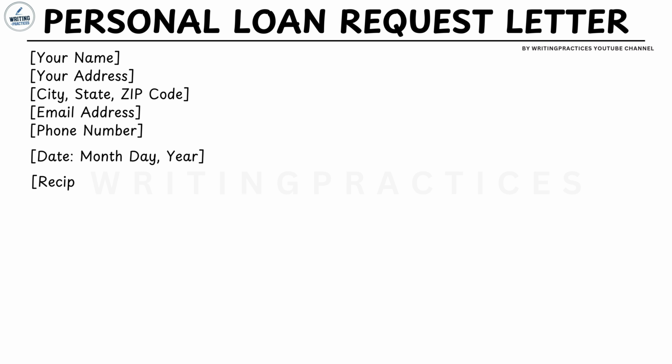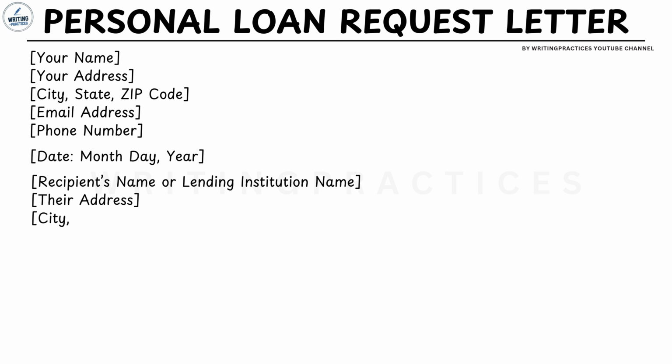Recipient's information. Next, include the recipient's details. Their name or the institution's name. Their address, city, state, zip code. For example, recipient's name or lending institution name, their address, city, state, zip code. This personalization ensures the letter is properly directed, whether you're addressing it to a loan officer at a bank or a specific individual.